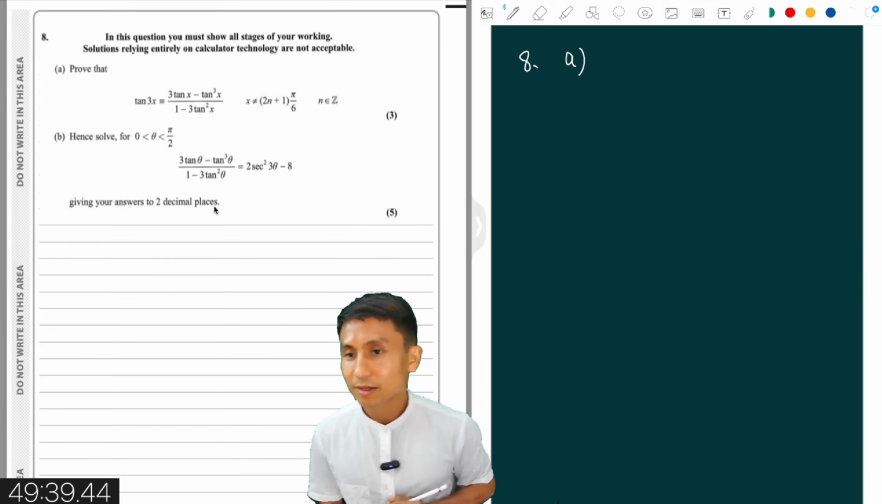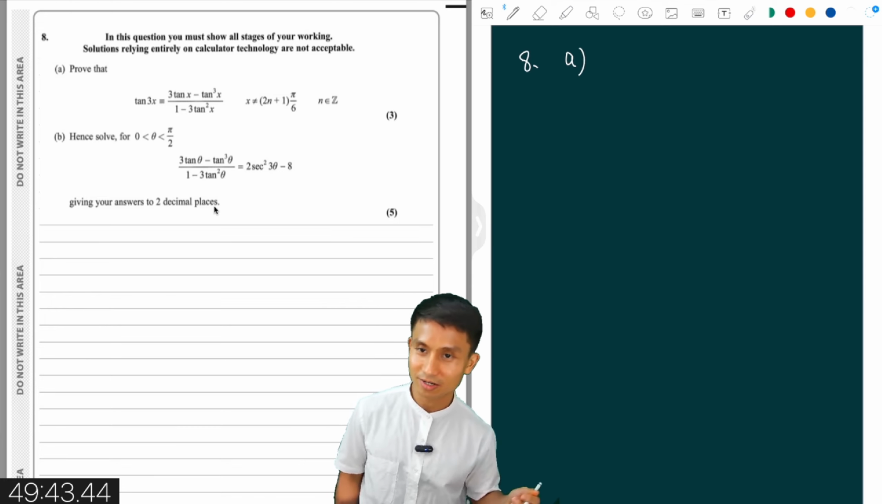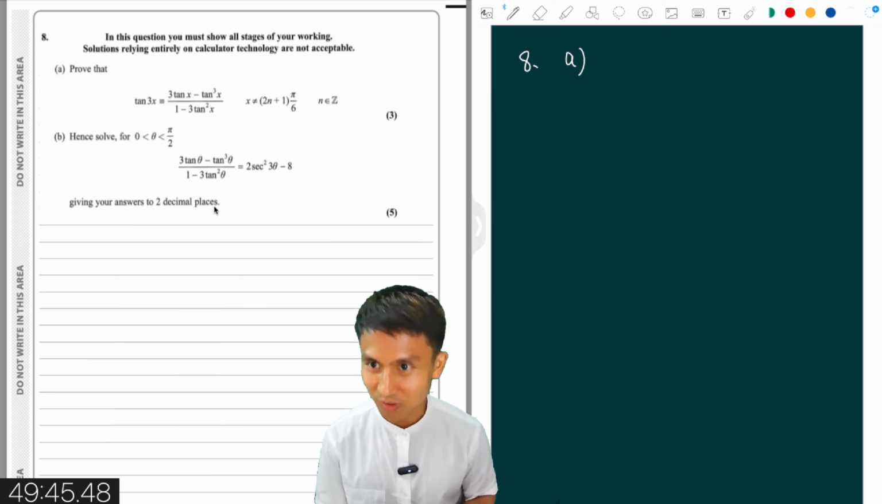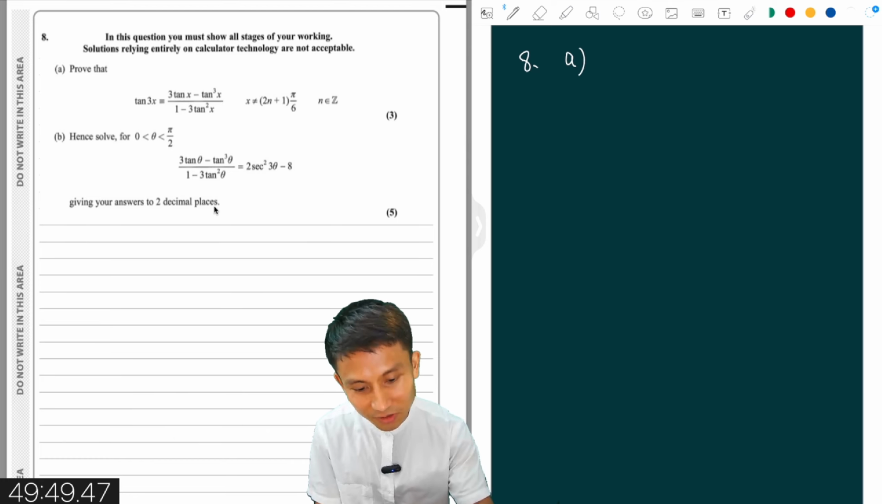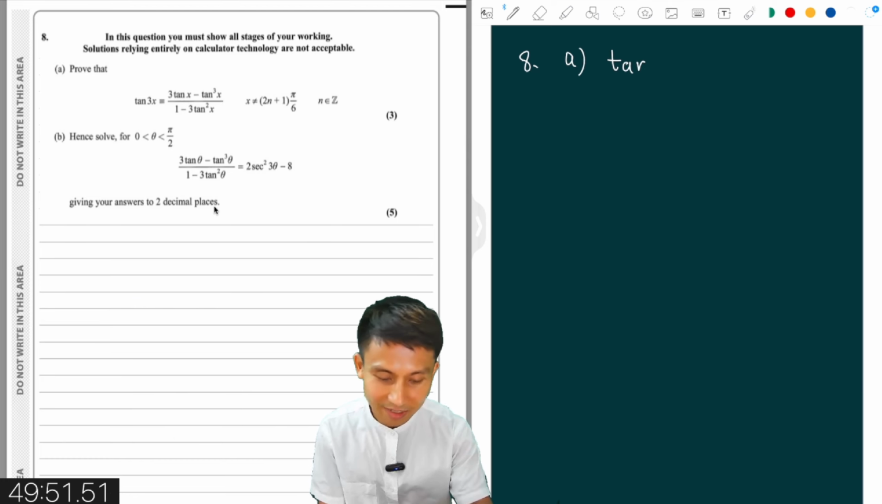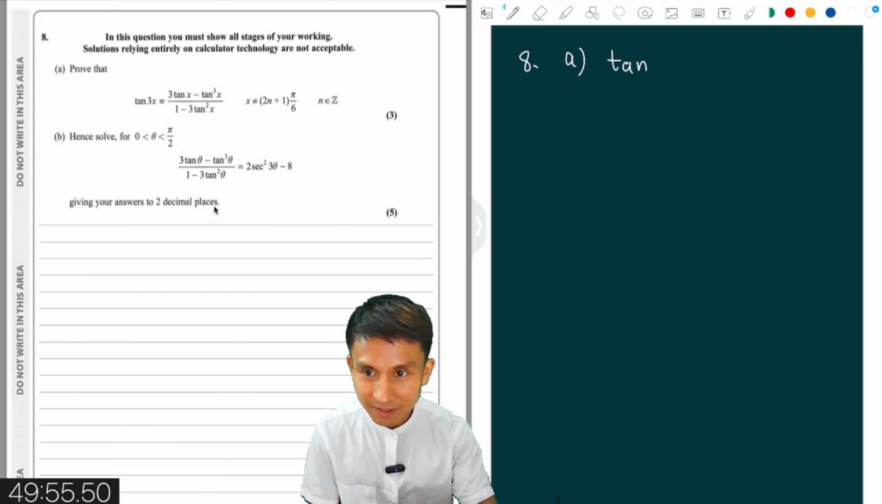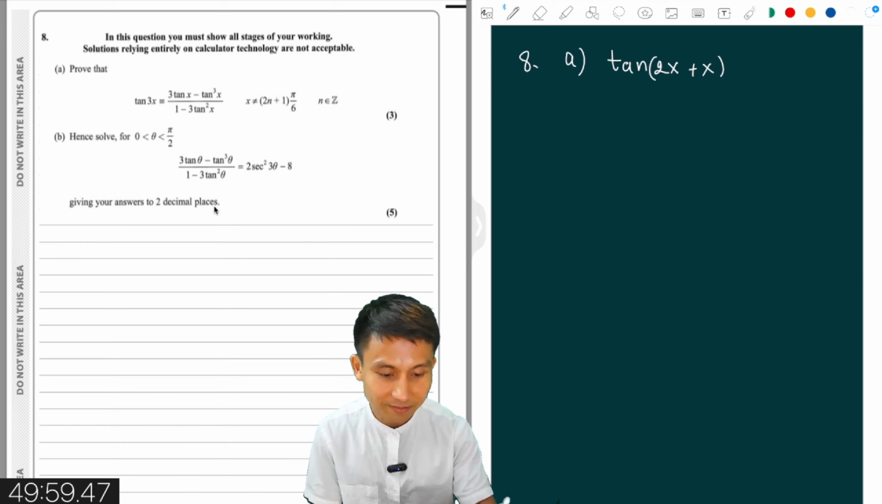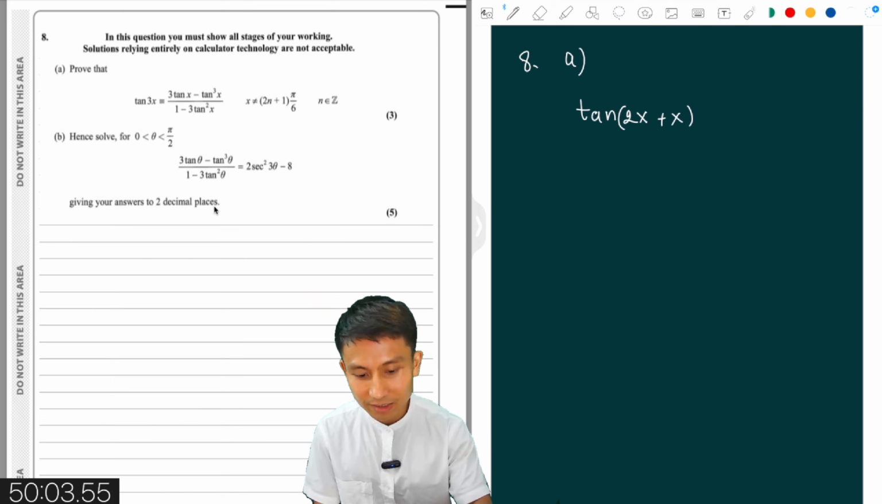Part A. Prove that blah blah blah. Well, this is typical. Never thought that it would come up with this one, but it's in one of the past papers. Okay, so you just use the tan A plus B addition formula twice, I guess. So maybe you write first tan of 2x plus x here. Yeah, that's tan 3x.